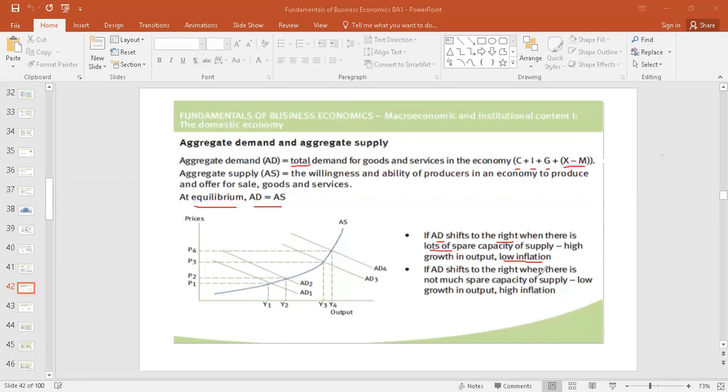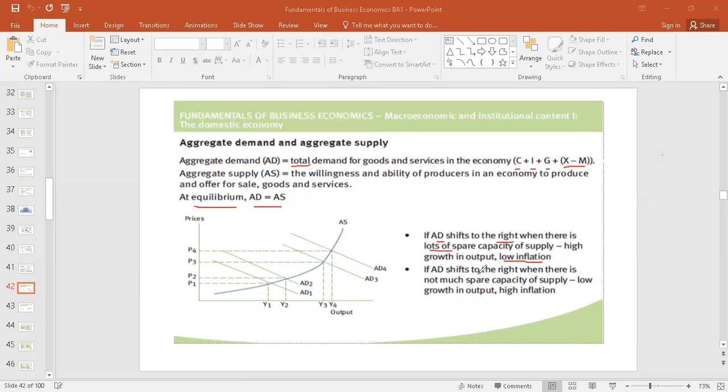But let's say demand shifts to the right when there is not much spare capacity. When spare capacity is not available, people do not produce additional units, because if they want to add capacity beyond the maximum capacity, we can see that the additional fixed costs also increase. So that is not at all effective for them. Therefore, AD shifts to the left side.